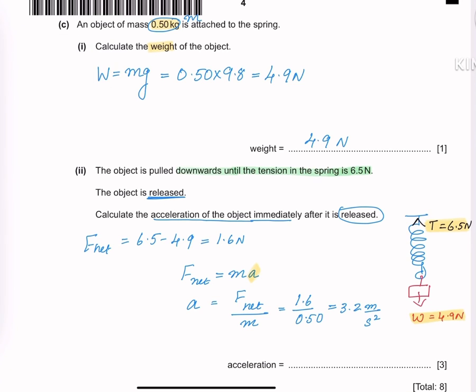You have to be careful that when you use the F equals ma equation, you should always check what is the actual resultant force or net force acting on that object. You should always take the net force when you use this equation.